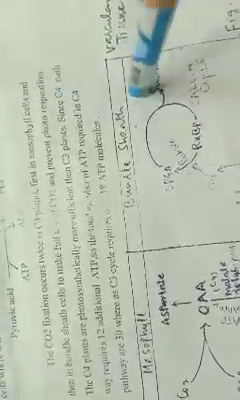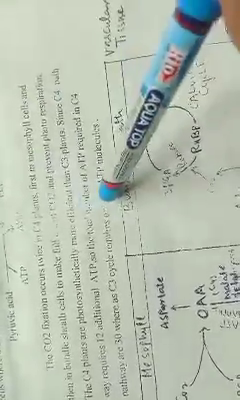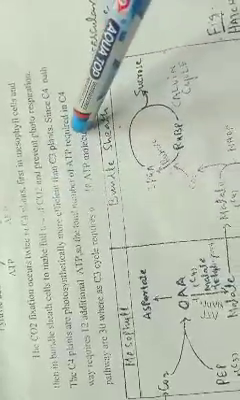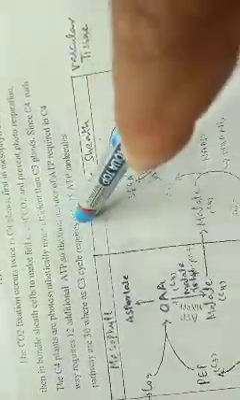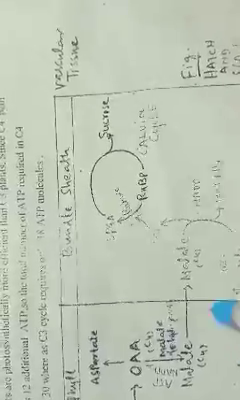These C4 plants are more efficient than C3 plants. C4 plants are photosynthetically more efficient than C3 plants, even though the C4 pathway requires 12 additional ATPs, so that the total number of ATPs required in the C4 pathway is 30, whereas in the C3 cycle we require only 18 ATP molecules.